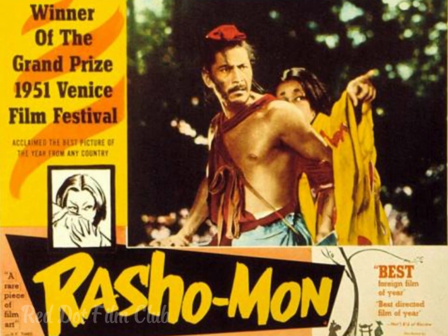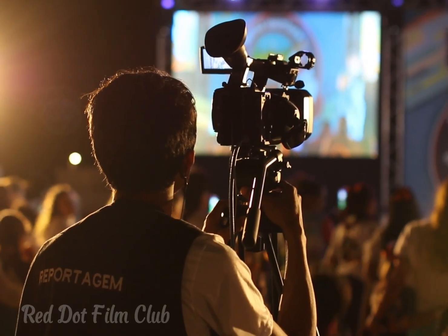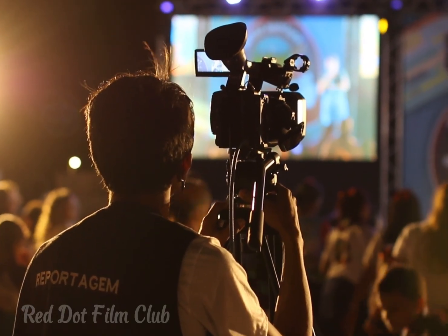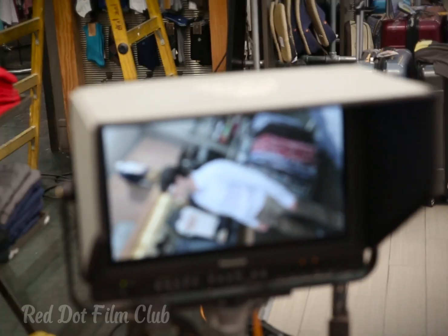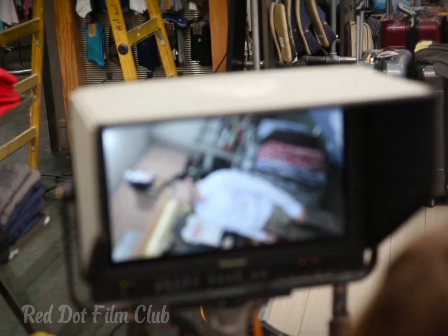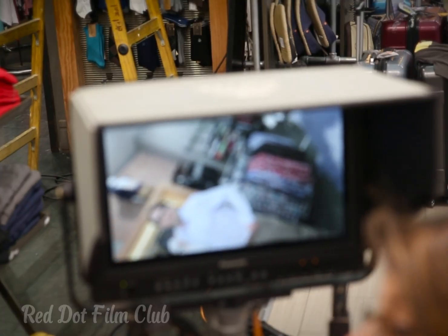The Rashomon Effect, a storytelling and narrative structure named for and popularized by Akira Kurosawa's 1950 masterpiece, is commonly defined as using alternating perspectives and points of view to paint an ambiguous picture of the truth. When we see something take place on the screen, we assume it to be true at first, until other accounts contradict it. I'm here to tell you that this commonly peddled misinterpretation of the film is a downright lie, and it shows a deep misunderstanding of the film.